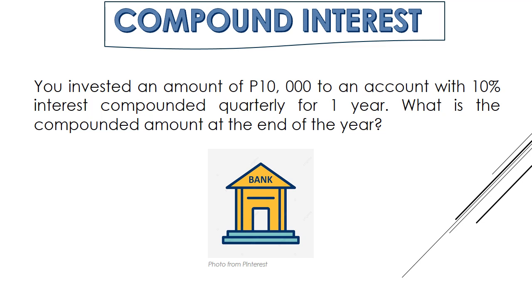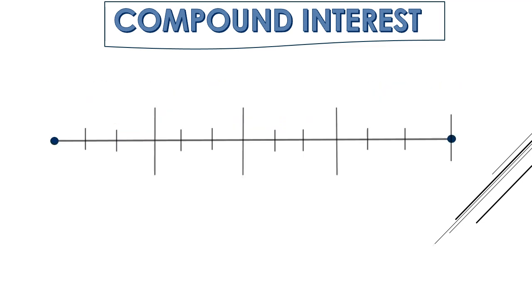You invested an amount of 10,000 pesos to an account with 10% interest compounded quarterly for 1 year. What is the compounded amount at the end of the year? So let's try to solve this. Since the problem is about compounding quarterly, we have 4 periods here. The first 3 months is the first quarter, the next 3 months is the second quarter, then the third quarter, and the last period is the fourth quarter.